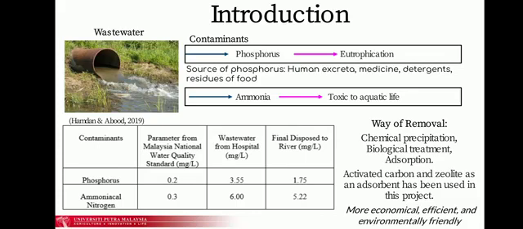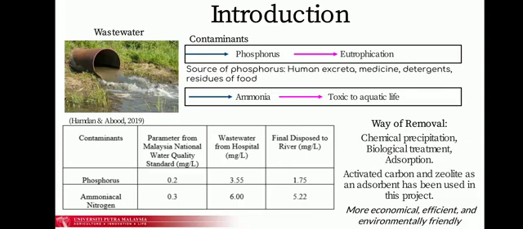Research has shown that the final disposal to the river from the hospital contains 1.75 mg per liter of phosphorus and 5.22 mg per liter of ammonia, which does not fit the parameters of the Malaysia National Water Quality Standard, with 0.2 and 0.3 mg per liter.